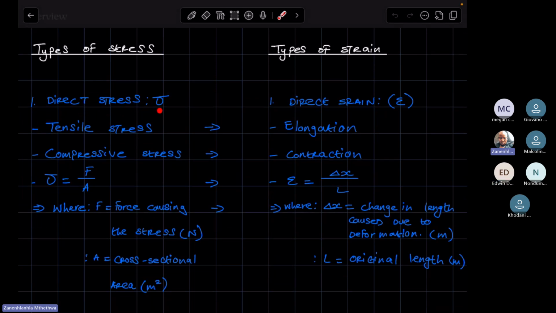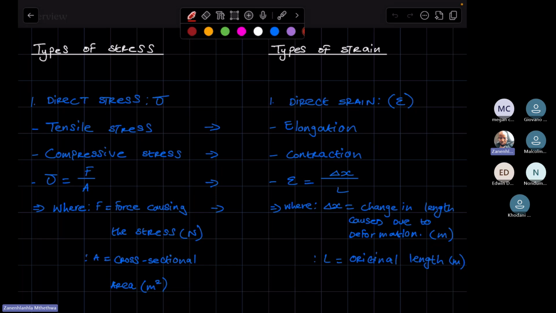Now, under direct stress, we get tensile stress as well as compressive stress. Like I said, both of these fall under direct stress. And this is the symbol we're going to use for direct stress. The symbol doesn't matter much though. What matters is how you would have to calculate any quantities that fall under direct stress.